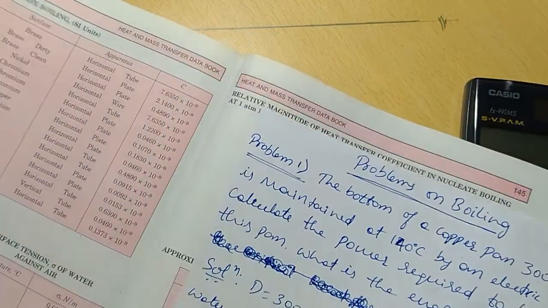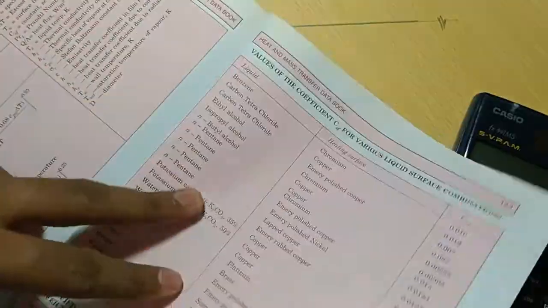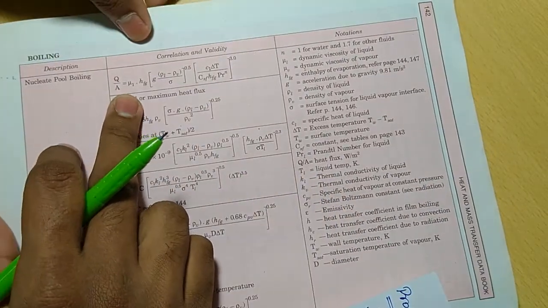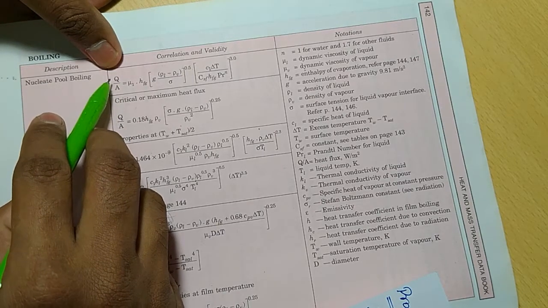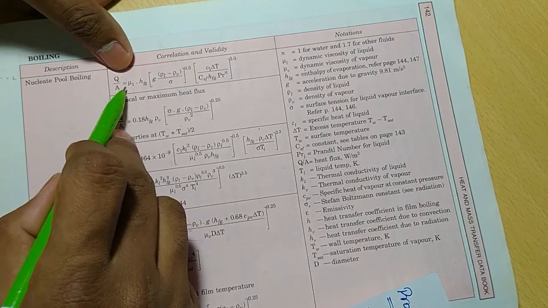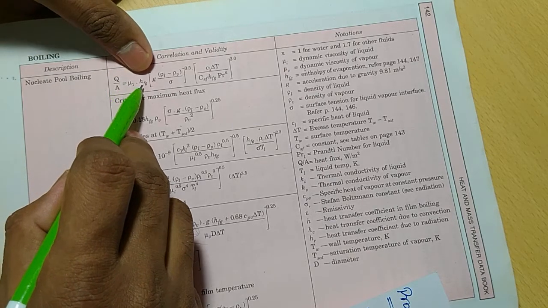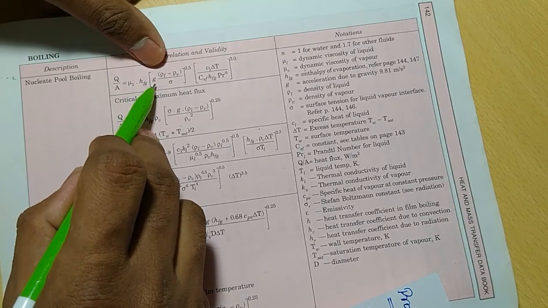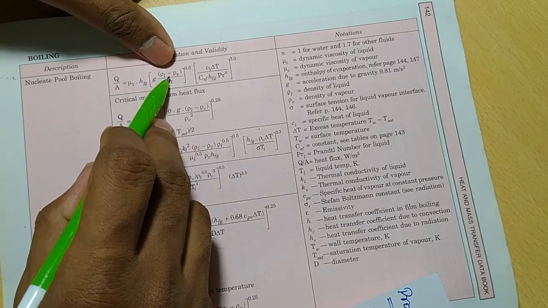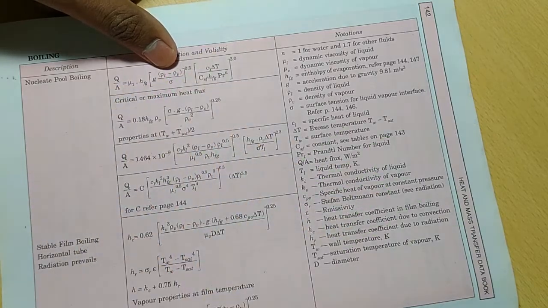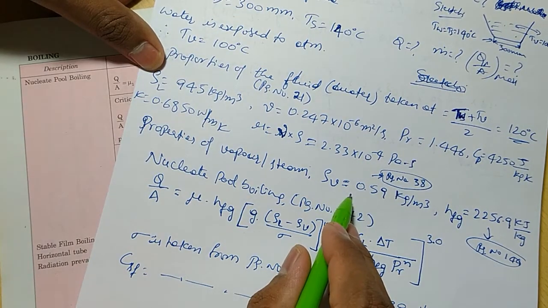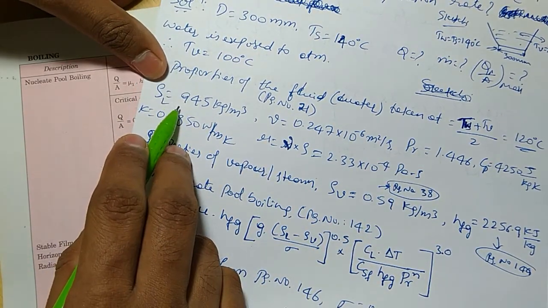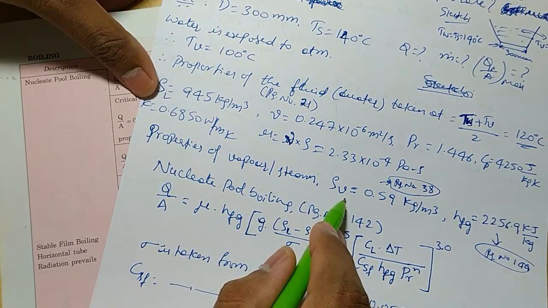Okay, now come to the equation. Why I have taken the density of the liquid as well as the density of the vapor is because those are in the equation. For nucleate pool boiling, you have to take Q by A, which means heat flux, the rate of heat transfer per unit area. That equals mu L, density of the liquid, hfg, latent heat of vaporization, g, density of the liquid minus density of the vapor. That's why I have taken rho L and rho V, the density of the vapor. This one is taken from the liquid properties. For the vapor I have taken it from the gases contents.